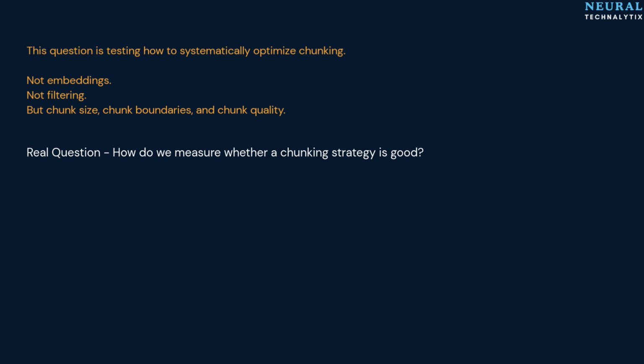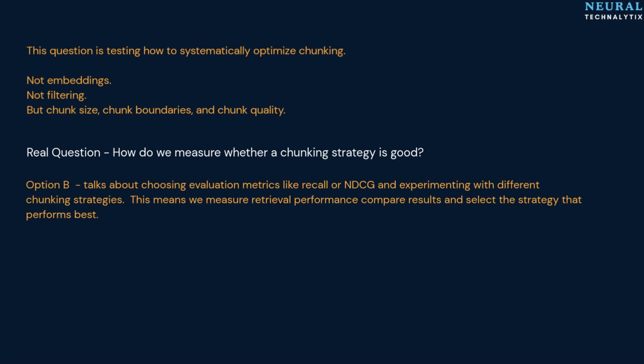Now think about option B. Option B talks about choosing evaluation metrics like Recall or NDCG and experimenting with different chunking strategies. This means we measure retrieval performance, compare results, and select the strategy that performs best. That is a data-driven approach.